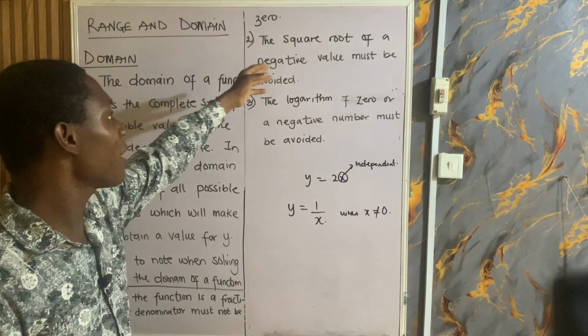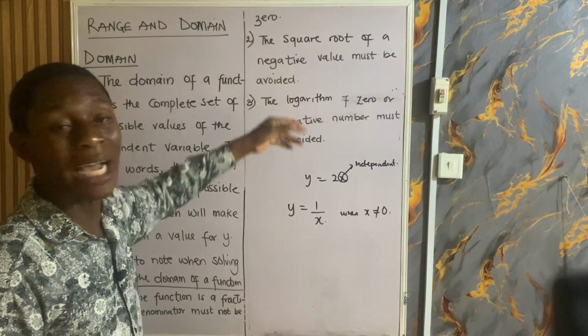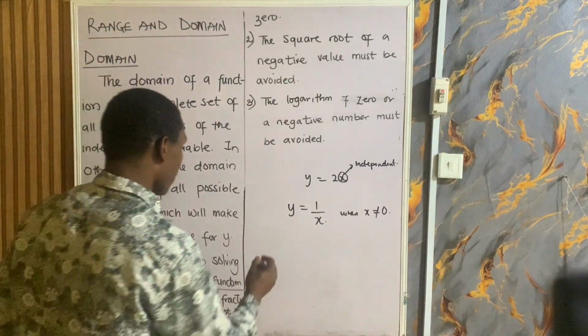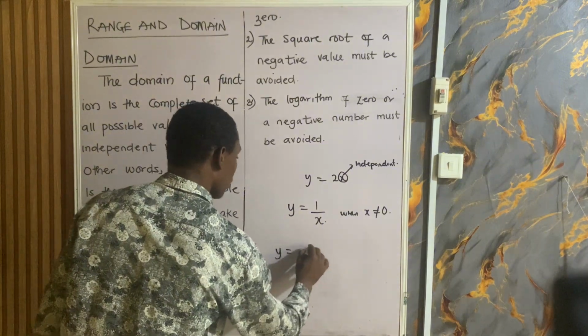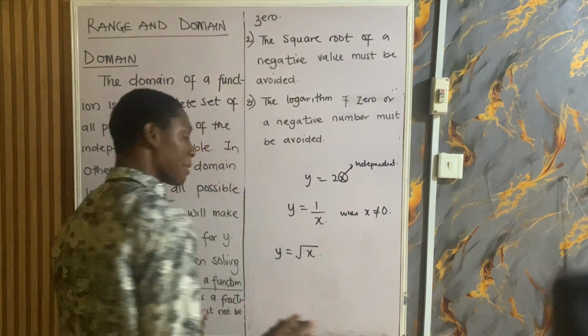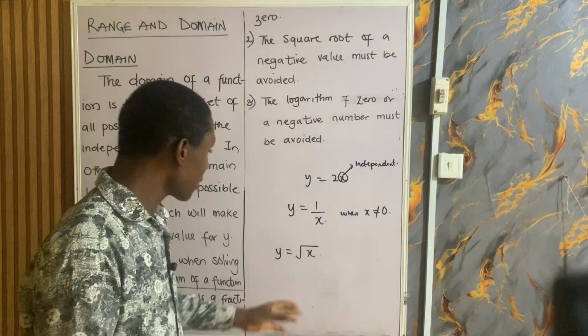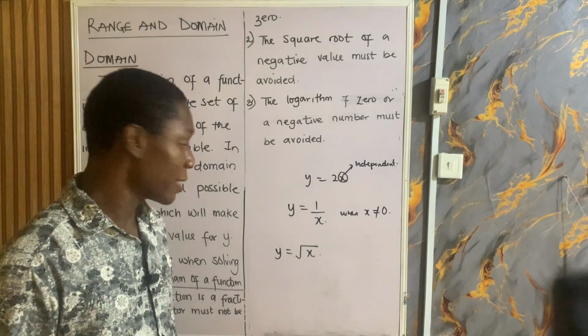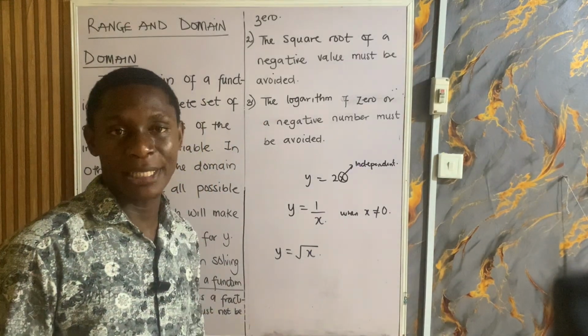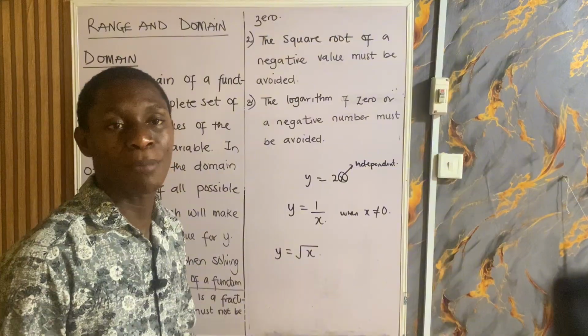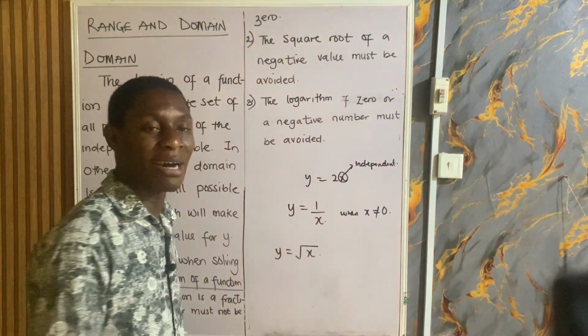Again, the square root of a negative value must be avoided. You see, if I say, for instance, y is equal to the root of x, I'm just taking the basic ones actually. y equal to the square root of x. You understand now that x cannot be negative. If you have the square root of a negative number, you are not going to have a real value for y.